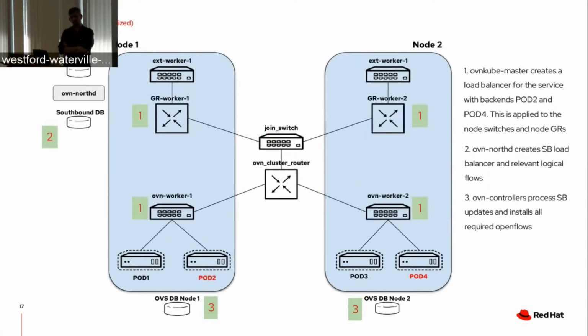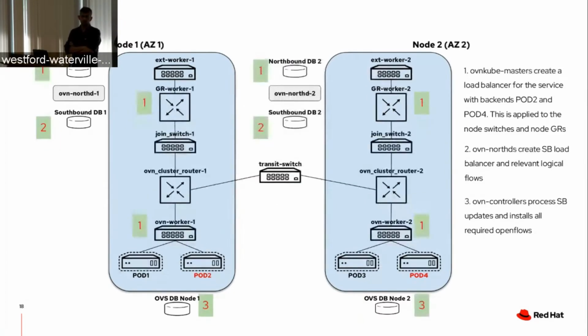What about services? For services, OVN Kube master creates OVN load balancers and applies them on all node switches in the cluster, and also on the node gateway routers. These get translated by ovn-controller on every node to OpenFlows to implement the load balancing. In the IC case, we have to do exactly the same thing. The only difference here is that the load balancers will have to be created on all nodes. So all OVN Kube masters in all zones will have to create the load balancers in the northbound database.